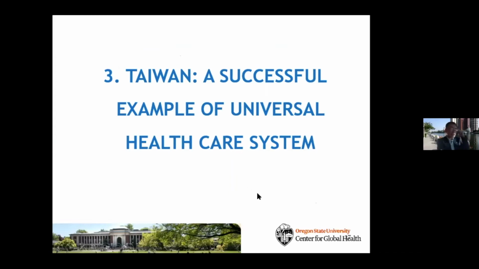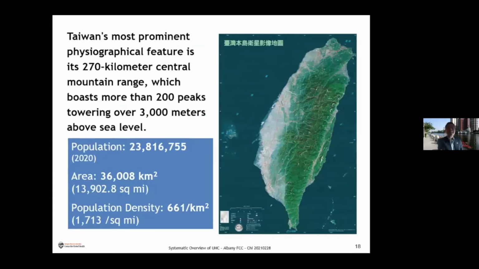In the next section, I will introduce Taiwan as an example. Taiwan, the area is only about 1/7 of Oregon, using Oregon as a reference. But the population is about 6 times that of Oregon.